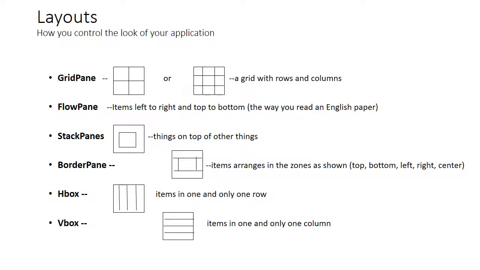The stack pane allows you to put things on top of each other. So if you were trying to create, for instance, a smiley face, you might have a circle, but on top of it you might have a smile and the eyes. A border pane arranges items in zones: top, bottom, left, right, and center. An H box arranges things in one and only one row. And a V box arranges things in one and only one column.